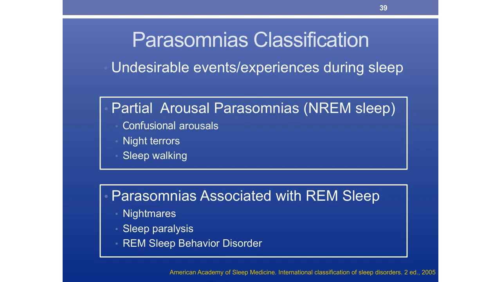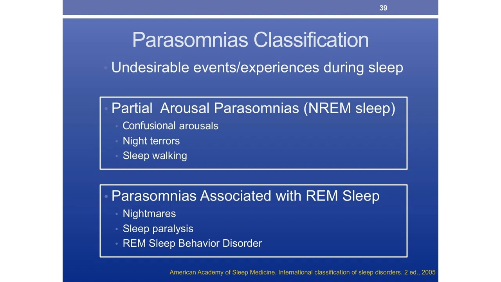Parasomnias, I think, are well known in the pediatric community and by primary care providers. They represent events or experiences that happen around or during sleep. There are two main types: partial arousal parasomnias, which happen during non-REM sleep, in which the child acts as awake but is actually asleep, and parasomnias associated with REM sleep, including nightmares, sleep paralysis, and REM sleep behavior disorder.